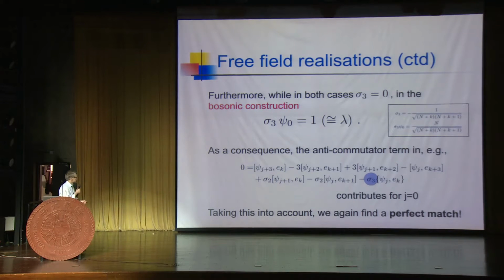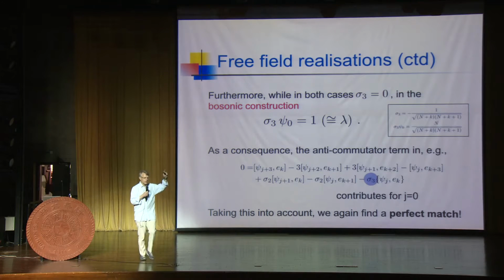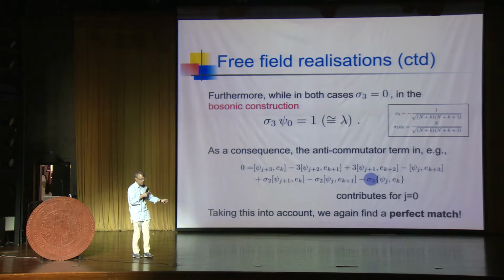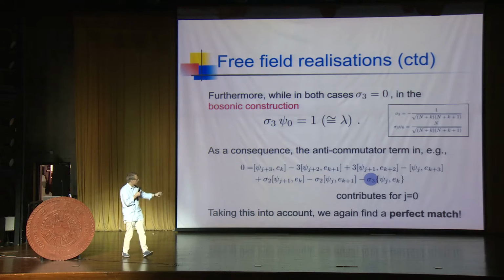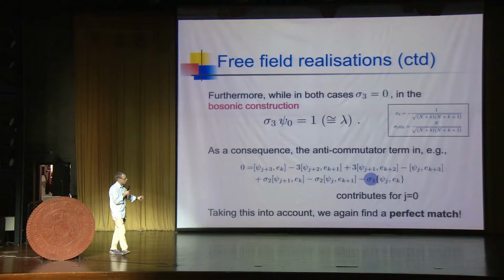But what's quite neat is that when you do this, so remember sigma 3 is expressed in terms of n and k in that way, and lambda is n over n plus k. So if you sit at lambda equal to 0, you take k to infinity, and if you sit at lambda equals 1, you take n to infinity. In either case, you take sigma 3 to 0, because it goes like inverse square root of n times k. But while sigma 3 is 0, sigma 3 psi 0 goes to 1 in the lambda equals 1 case, because this is just this expression. So when you take n to infinity, this goes to 1.